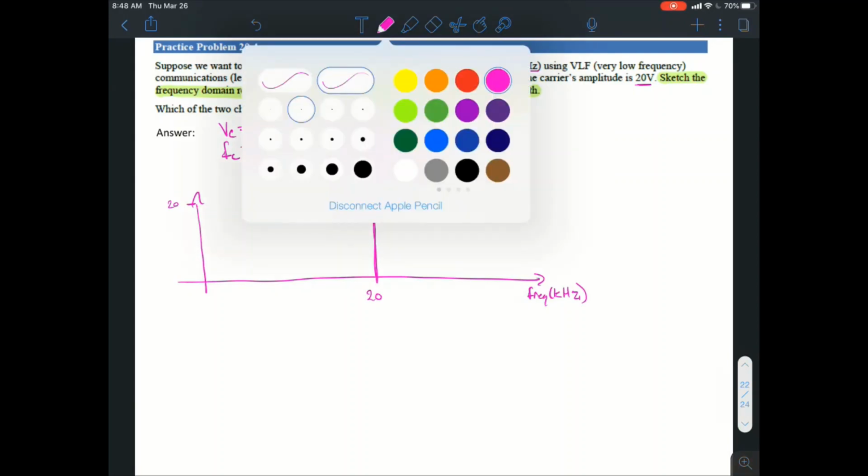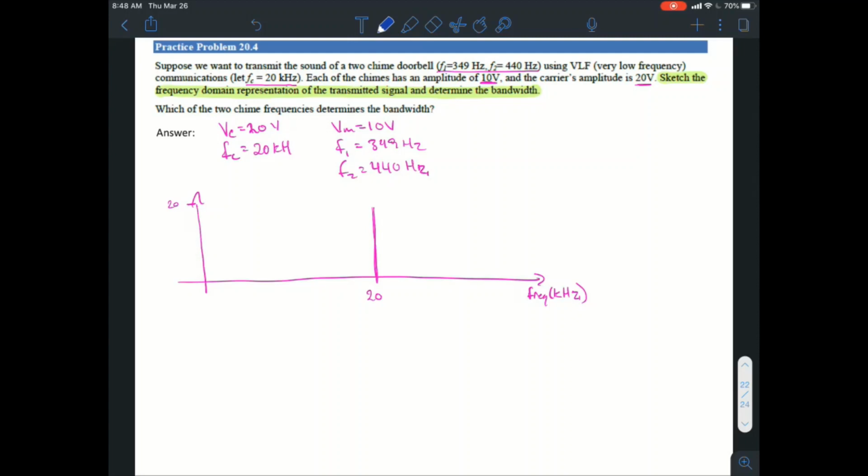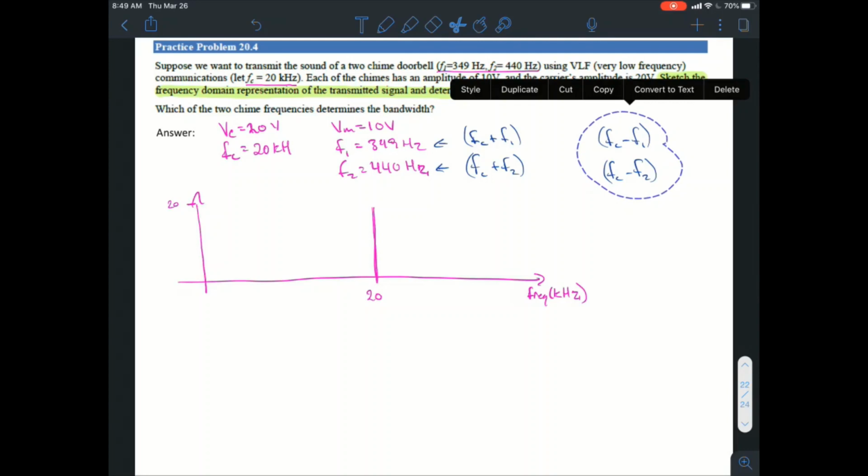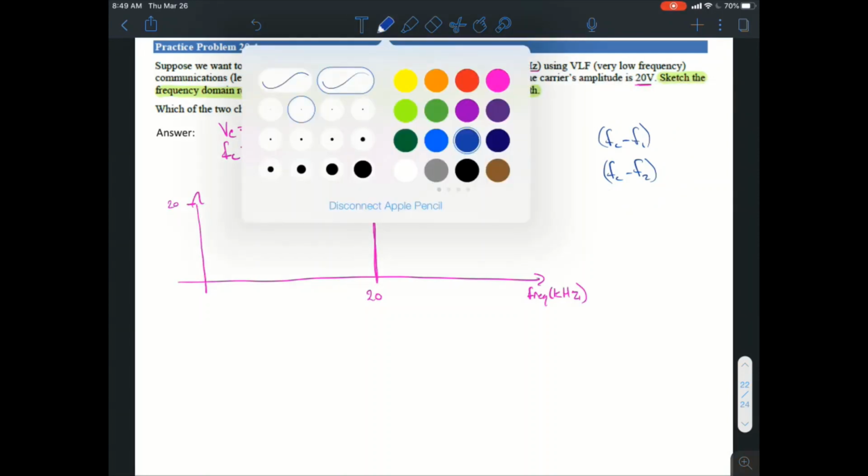To figure out those sidebands, I have an upper and lower for 349 and an upper and a lower for 440. So let's figure out what those are. If you remember, by looking back at your equations, you're going to have f sub c plus f sub 1, and then f sub c minus f sub 1, and then f sub c plus f sub 2, and f sub c minus f sub 2. Those are each going to give us different bits of information, and we'll calculate those so we can plot them appropriately.